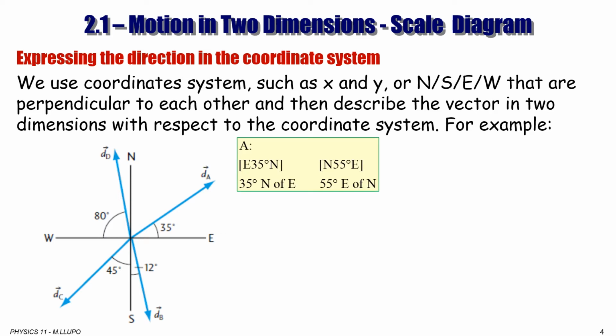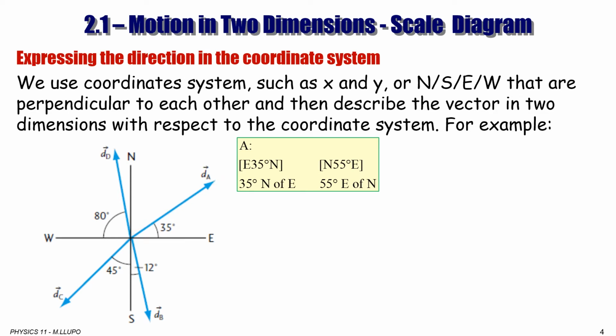For example, if you want to start from east and you have to move toward that direction, how many degrees do you have to rotate? It has to be 35 degrees. So you can express it east, you move toward north 35 degrees. So everybody understands you can draw a 35-degree angle, and then you draw a line which is a vector A.